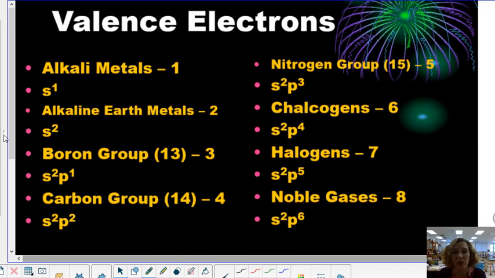Now, we know that electron configurations on the periodic table are common to the columns or the groups. So the alkali metals all have 1. Remember, because they all end in s1. Alkaline earth metals all end in s2, so they have 2. The boron family, this is column 13, they end in s2 and p1, so they have 3. Carbon is s2p2, so they have 4. Nitrogen has 5, which is s2p3. The chalcogens have 6, s2 and p4. Halogens have 7, that's your s2 and p5, and the noble gases have 8, which is s2 and p6.